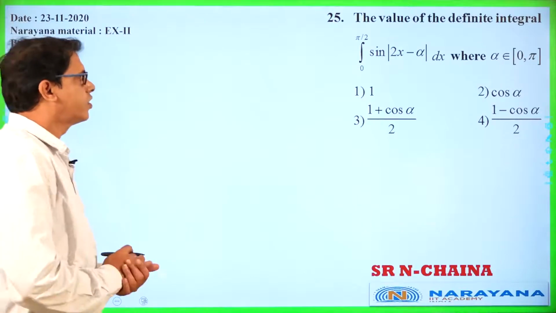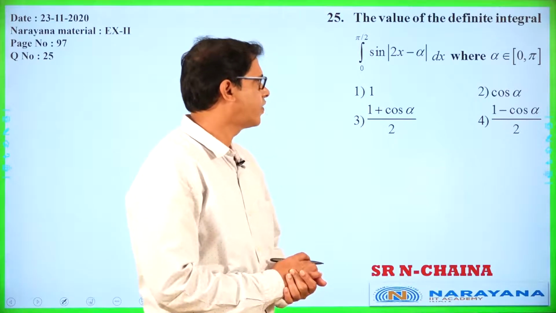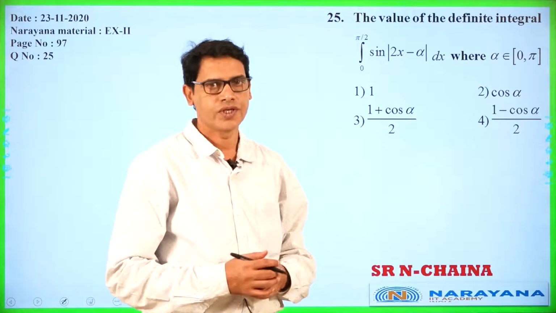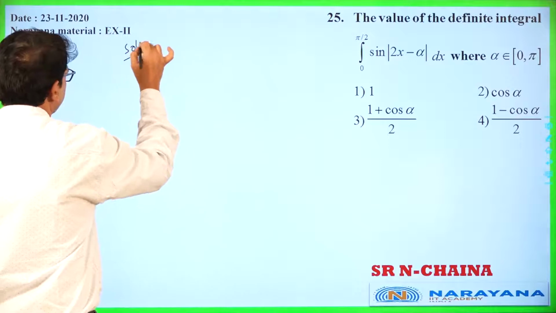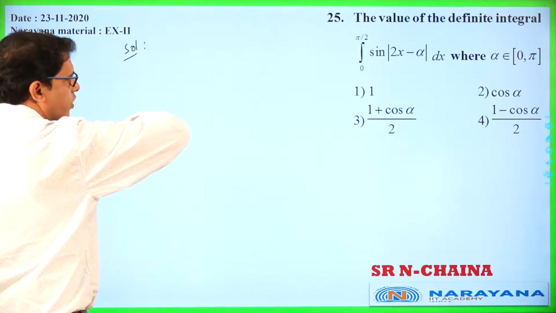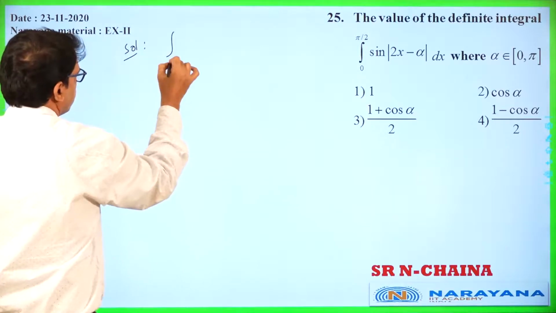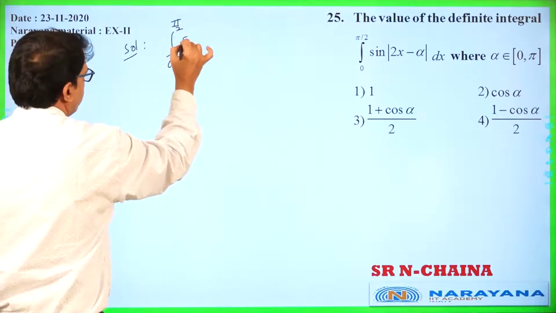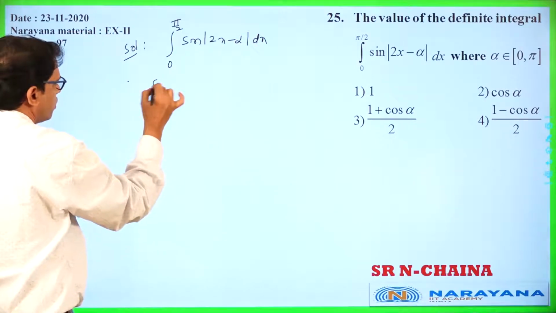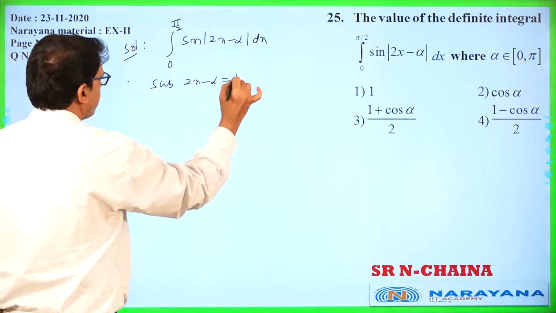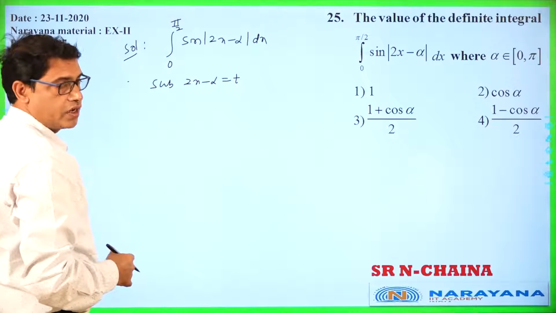Here, what is given? The integral from 0 to pi by 2 of sine of mod of 2x minus alpha dx, where alpha belongs to 0 to pi. To evaluate this, I am substituting 2x minus alpha equal to t, so that I can break the given integral.